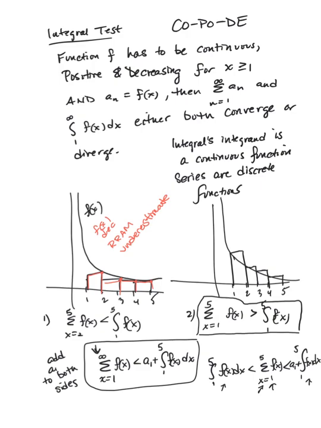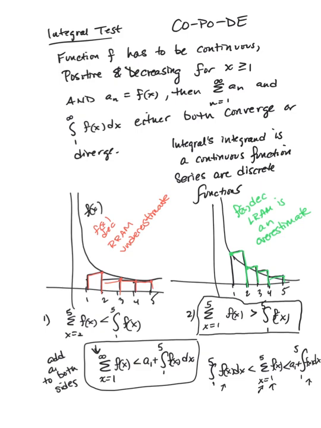Okay, and then on the right, I have left Riemann sums. So you can see that they're overestimates. Okay, so when f of x is decreasing, LRAM is an overestimate. Okay, so that gives me this rule 2 that the sum from x equals 1 to 5 of f of x is greater than the integral from 1 to 5 of f of x.